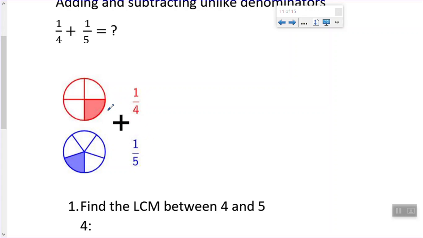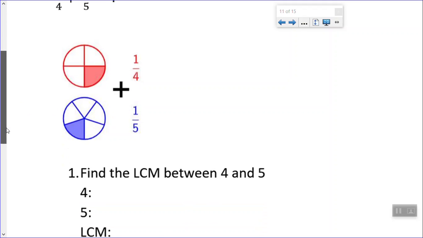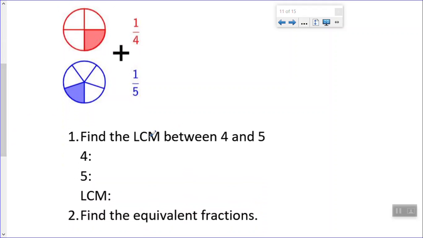that represents each. We have two circles that represent these fractions. 1/4 means you divide the circle into 4 pieces and one of them is shaded. And for 1/5, you have 5 pieces, one of them is shaded. So you can combine them, but how can you find the number that represents the combination of these pieces? First step, you have to find the LCM of 4 and 5 because we want to divide each circle with the same number.